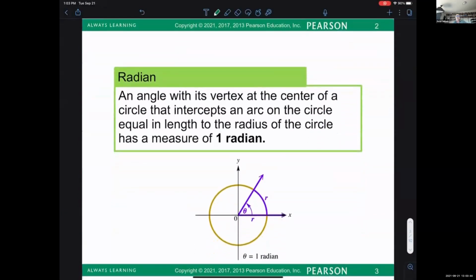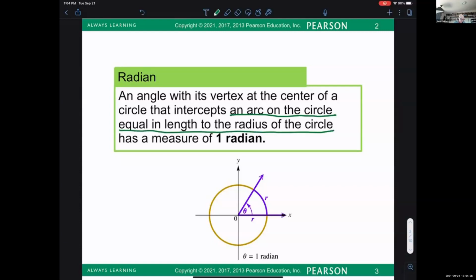An angle with its vertex at the center of a circle, and you could always attach an angle's vertex to the center of a circle in this way, that intercepts an arc on the circle equal in length to the radius of the circle, has a measure of 1 radian. So what the heck does all that mean? All right, so what they're showing here is an arc on the circle equal in length to the radius of the circle. An arc on the circle equal to the radius.